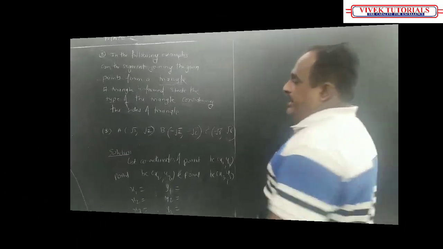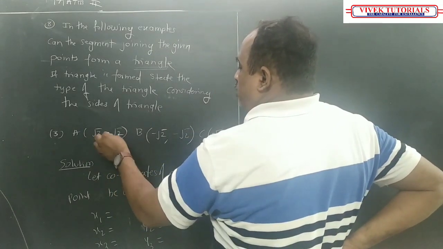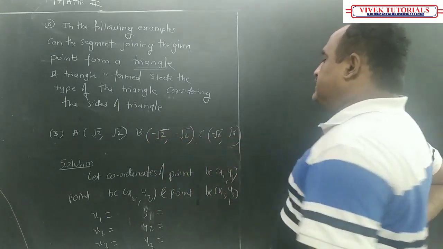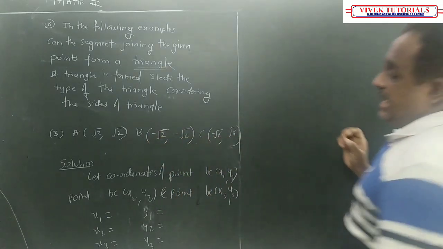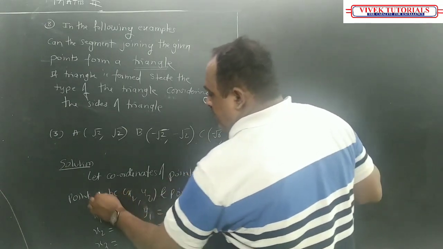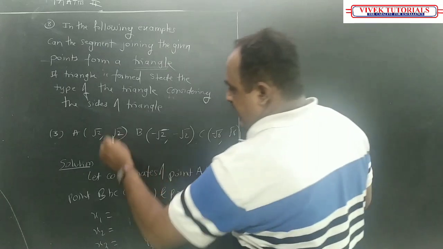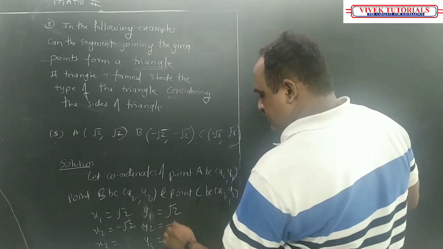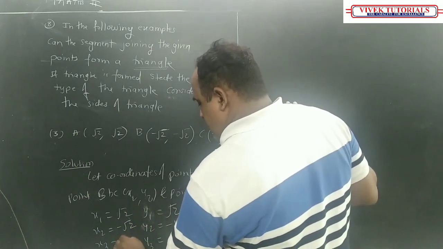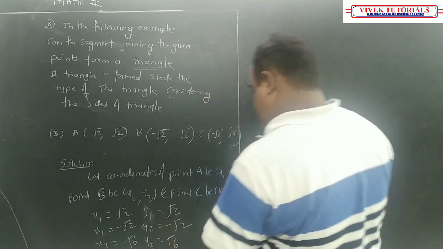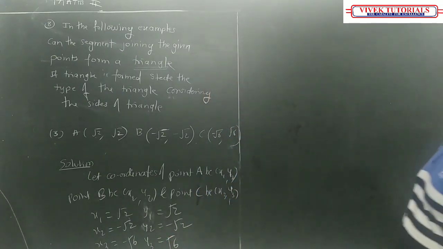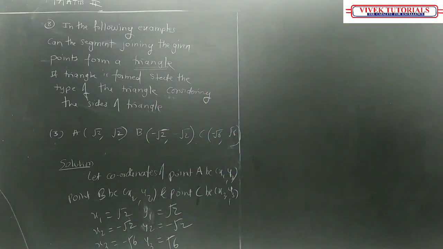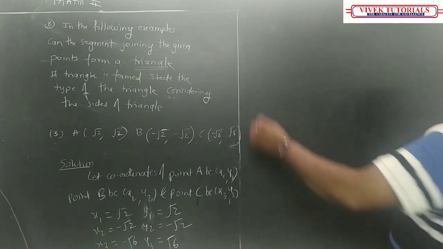And by pausing, this point: A is root 2 comma root 2, B is minus root 2 comma minus root 2, and C is minus root 6 comma root 6. Let the coordinate of point A be x1, y1, B be x2, y2, C be x3, y3. x1 is root 2, y1 is root 2, x2 is minus root 2, y2 is also minus root 2, and x3 is minus root 6, and y3 is root 6. Then again, I told you that we have to find out all the three segments, and the sum of any two segments should be greater than the third segment, then only it can form a triangle. So we'll see that. Okay?